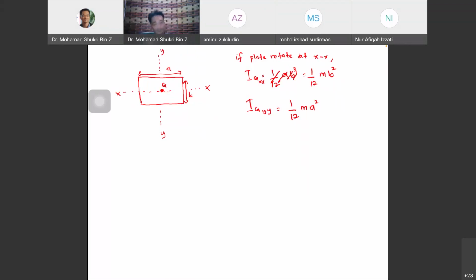Boleh tak kalau saya nak pindah... saya nak pindah, pindah dalam bahasa Inggeris apa? If you want to relocate IG to other location, okay?